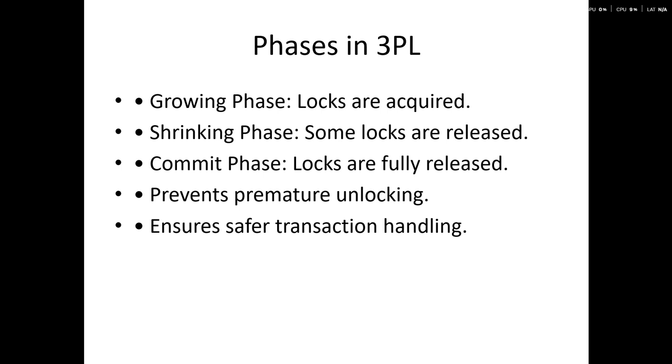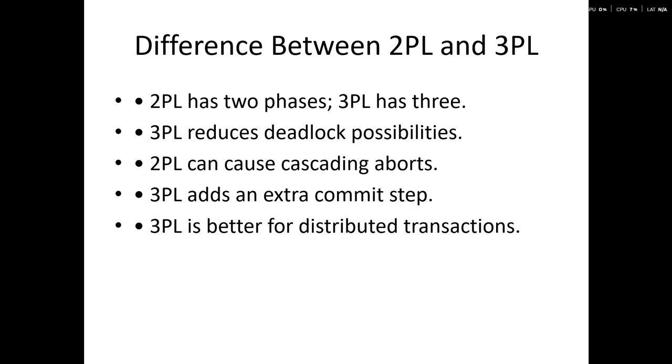Phases in three-phase locking protocol: growing phase and shrinking phase. In the growing phase, locks are acquired. In the shrinking phase, some locks are released. Next, the commit phase: locks are fully released. It prevents premature unlocking and ensures safe transaction handling.